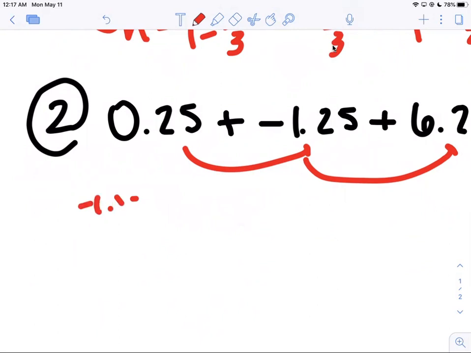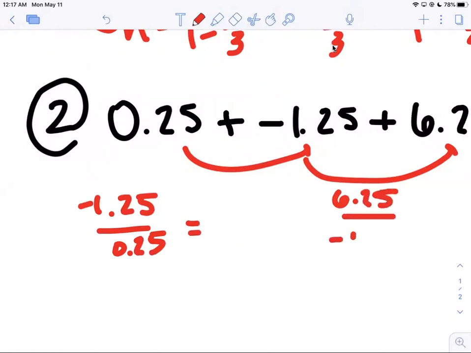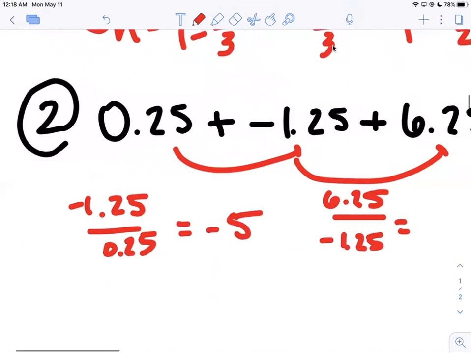So I can just do negative 1.25 divided by 0.25 and see if that's going to be the same as what 6.25 divided by negative 1.25 is. And so if I throw that in my calculator, because I'm too tired to think about it, I can see that that's -5. Same thing for the next one, it's -5. So my R is -5. I'm timesing by -5 each time in order to get to the next number.